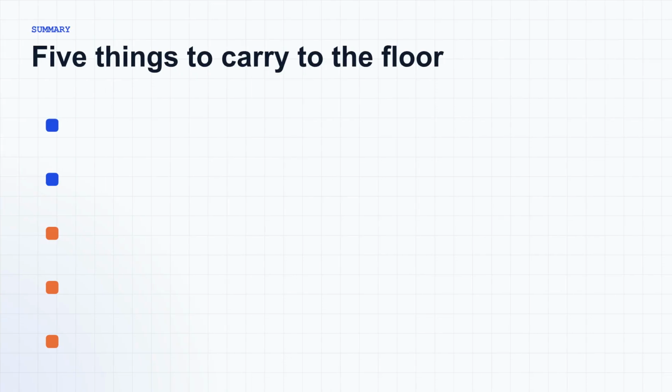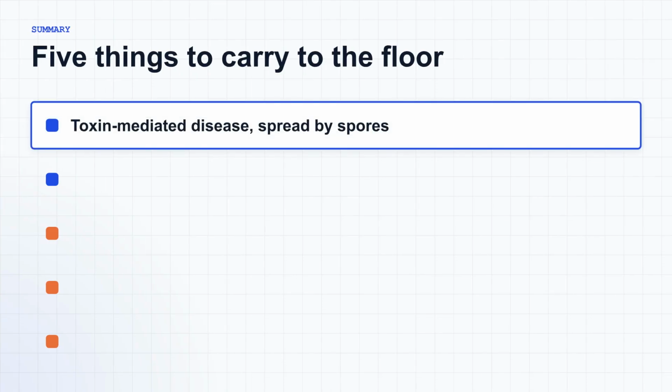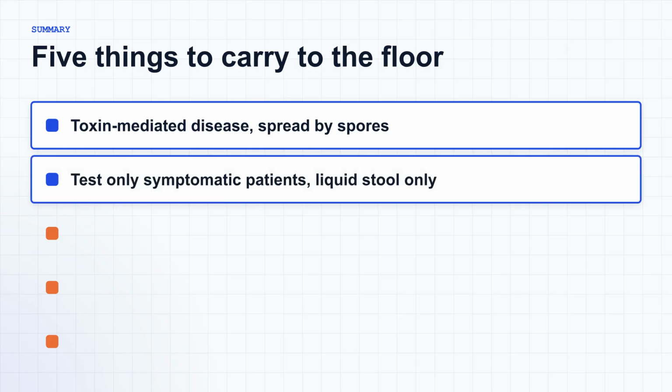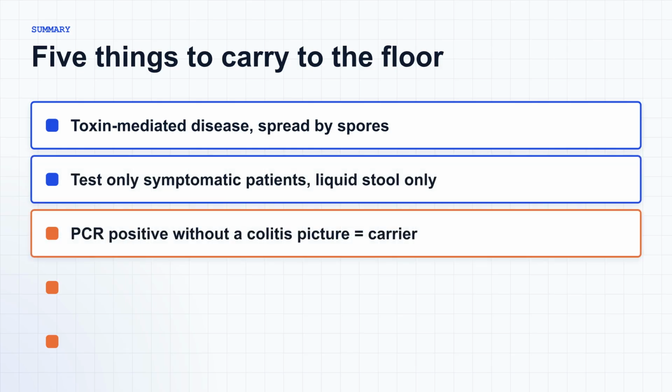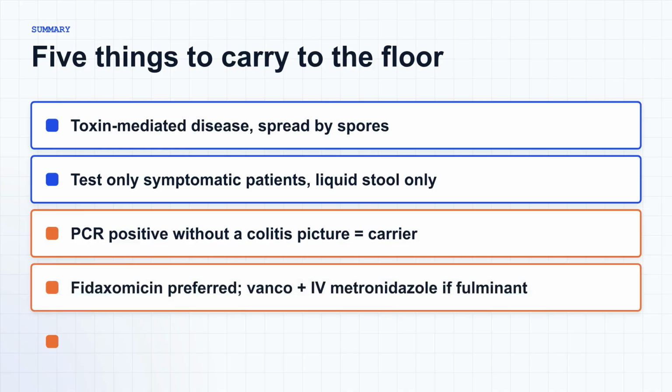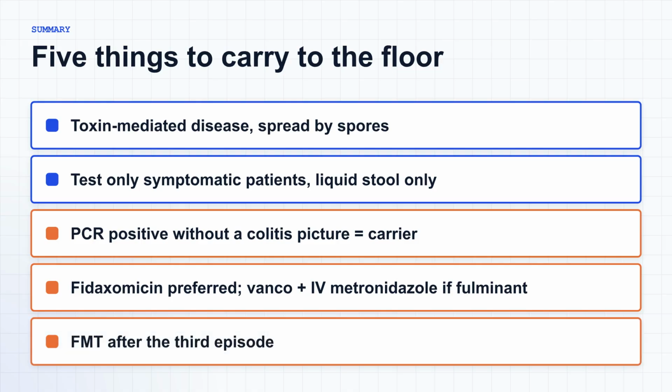Let us recap the essentials. C. difficile is toxin-mediated disease spread by spores, and antibiotics are what open the door. Test only symptomatic patients, and only liquid stool. Interpret a positive polymerase chain reaction beside the bedside picture. Never alone. Classify severity using the white count, the creatinine, and the clinical state. Fidaxomicin is preferred at every severity except fulminant, where you use high-dose oral vancomycin plus intravenous metronidazole and call surgery early. And after a third episode, think fecal microbiota transplant.